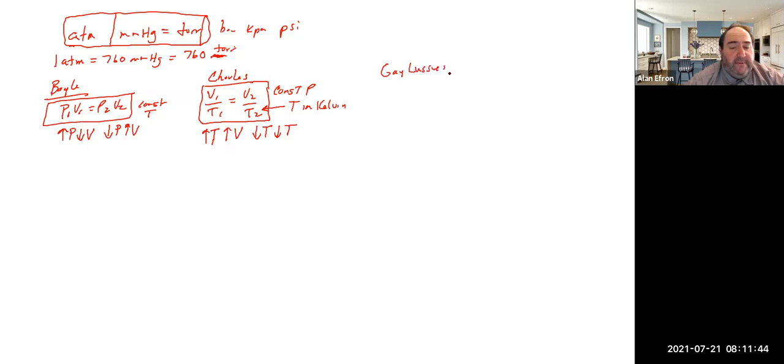And that's a similar relationship, which is P1 over T1 is equal to P2 over T2. This is at constant volume. So unlike the previous case, and again, the temperature does need to be in Kelvin on this one as well, the volume will not adjust as the temperature changes.